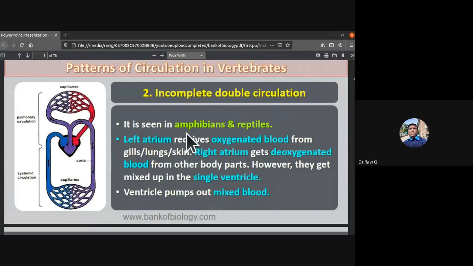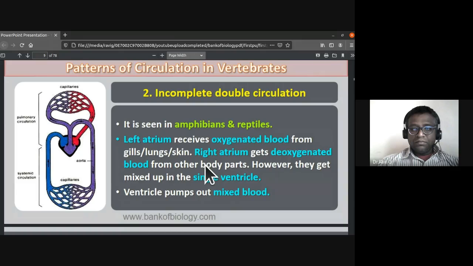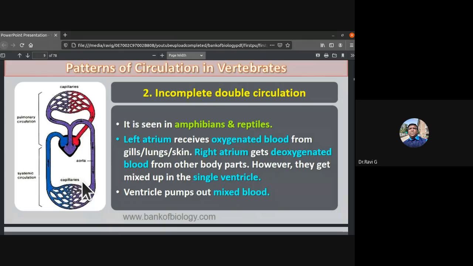We notice it in amphibians and reptiles. Crocodiles do not show that, but amphibians and reptiles generally exhibit this type of incomplete double circulation, majorly because they have two auricles or atria and a single ventricle. Because they have a single ventricle, even though the blood might be purified, the deoxygenated and oxygenated blood get mixed up in the ventricle, and this mixed blood is supplied by the single ventricle to all parts of the body.